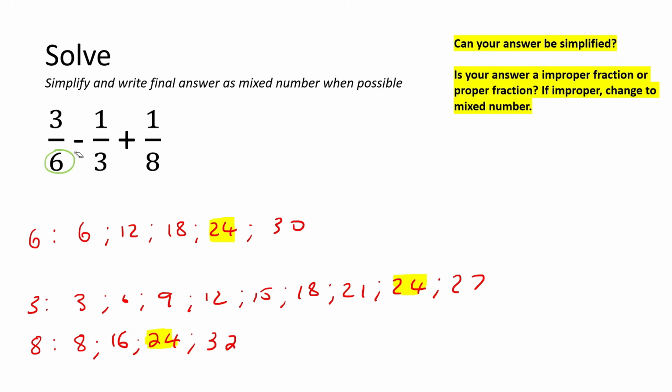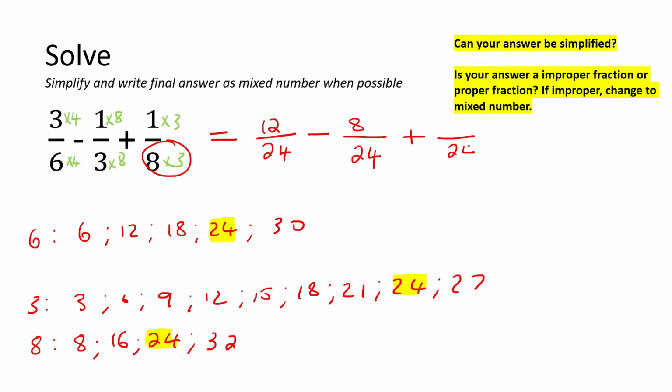So how would you get this one to 24? You multiply it by 4. What you do to the bottom, you do to the top. What about this one? You multiply it by 8. And what about this one? You multiply it by 3. And so now what happens is that we have 24 at the bottom. Now what is 3 times 4? 12. Then there's a minus over here. See there? So we say minus. Now 24 at the bottom. And then this one will be an 8. Then we say plus. Then we've got 24 at the bottom. And then over here we've got 3.